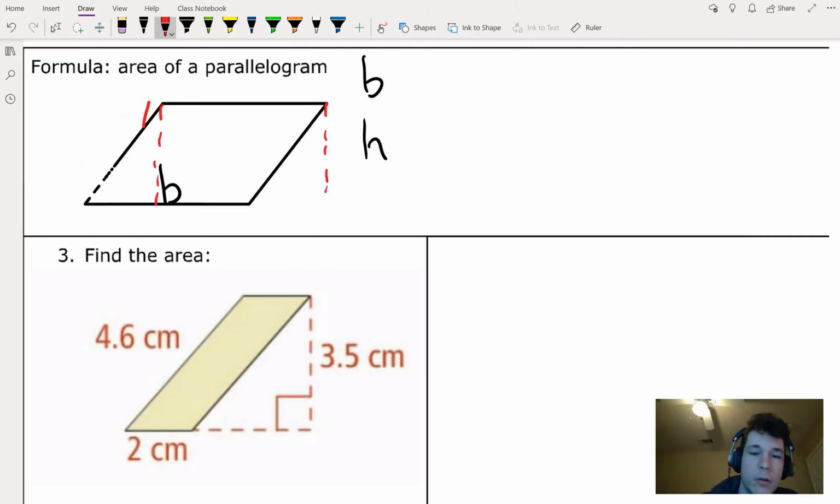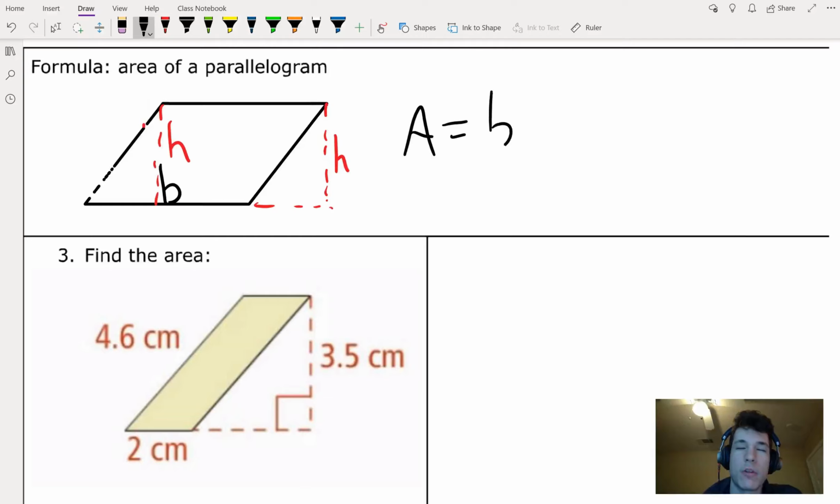We could also use this part outside to call that the height. So we'll call that the height. You could also use this part. Essentially, we need those two parts to write the formula. And it's just like the area formula for a rectangle. So the area of a parallelogram is just base times height.